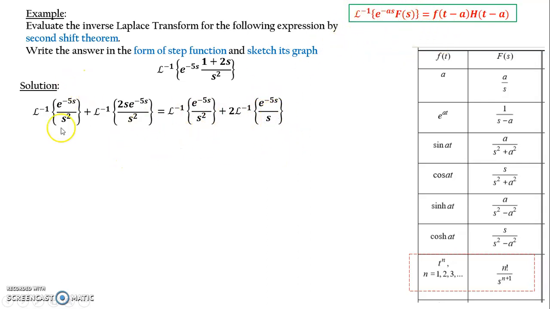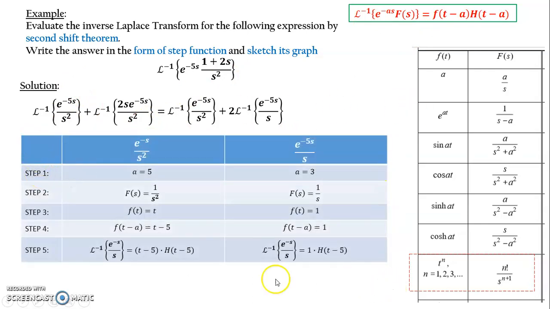To show step by step how to use the second shift theorem, it's better to come up with this kind of table, and we do it one by one for this function and this function. For e to the power negative 5s over s squared, a is equal to 5 and F(s) is equal to 1 over s squared. The inverse Laplace transform of 1 over s squared, you refer to here, so n is equal to 1 and your f(t) is t.